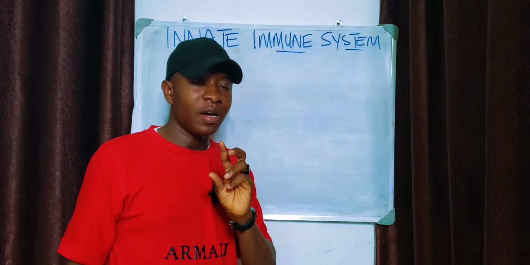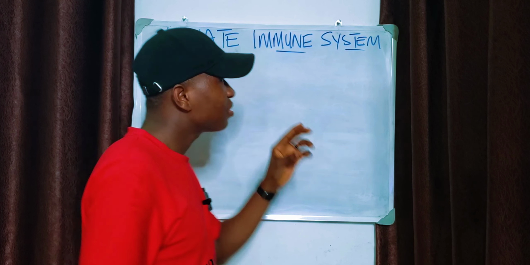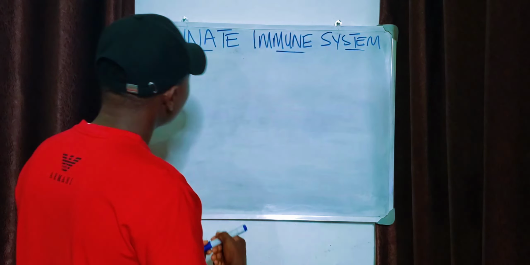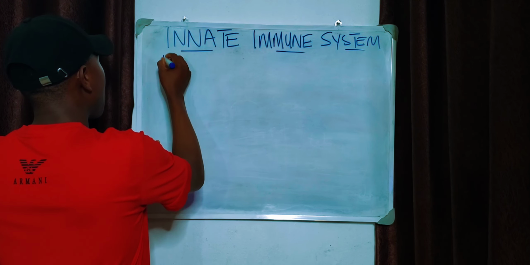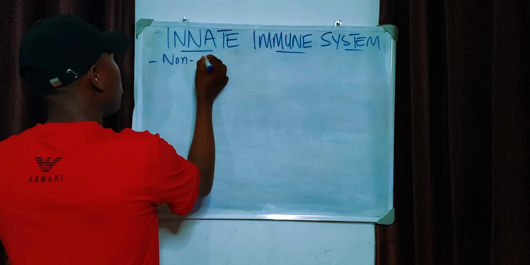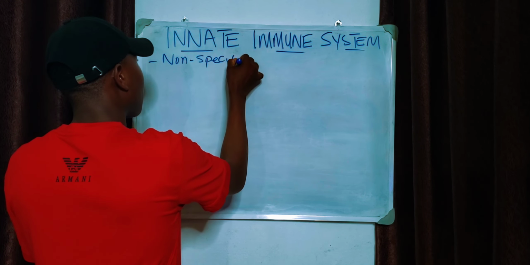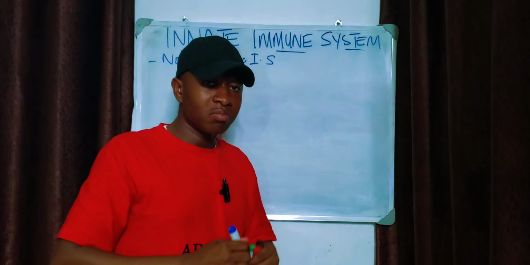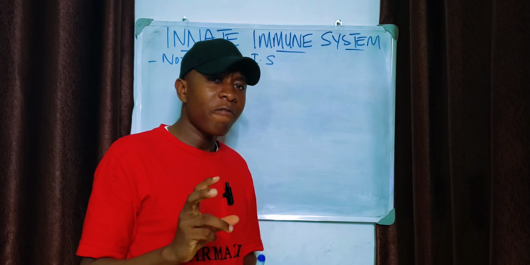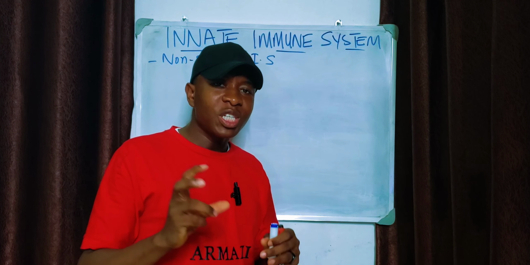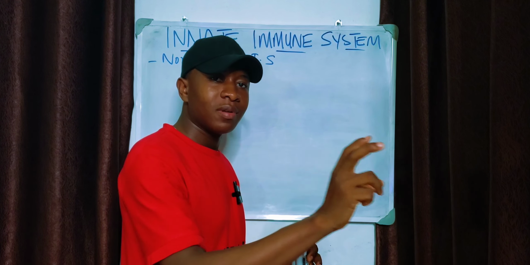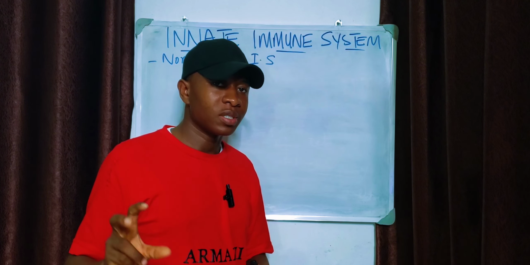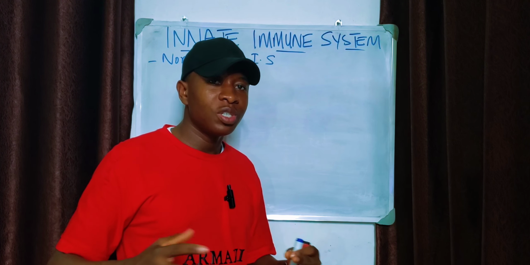And what are the important things to note about this immune system? Firstly, it is a non-specific immune system. Non-specific simply means that it doesn't have a special way of attacking antigens. It doesn't have a special way of attacking pathogens. So it attacks all the pathogens the same way.